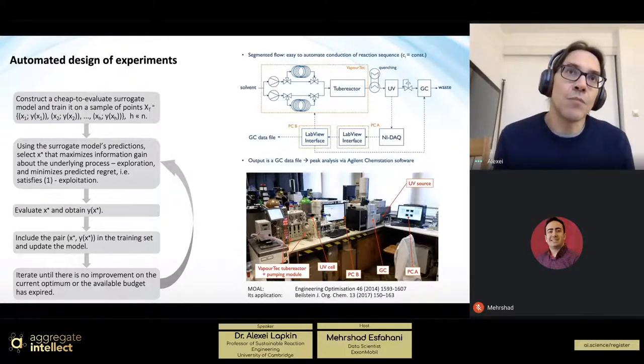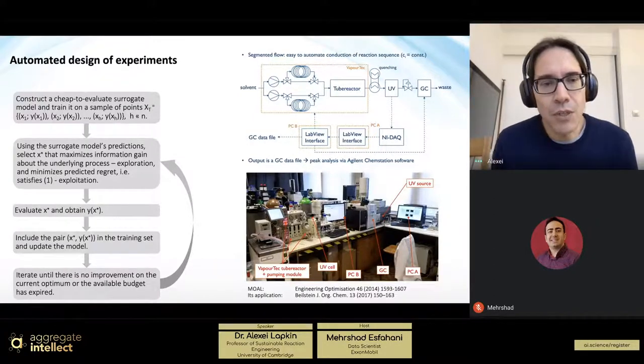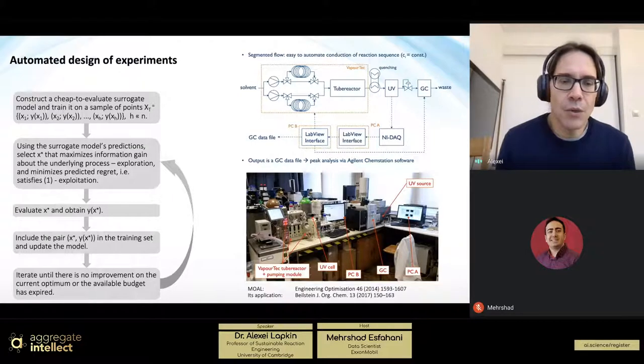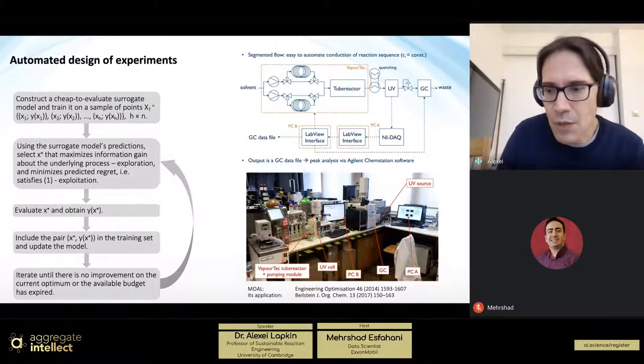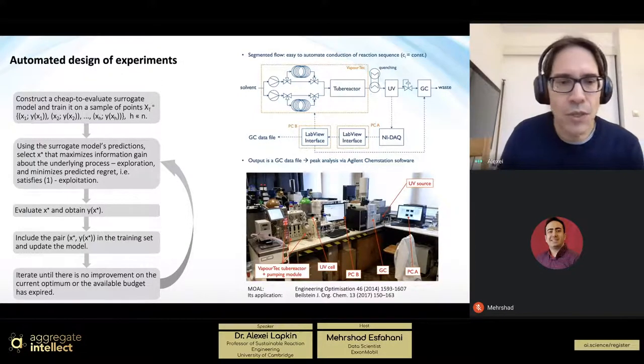And besides the fact that we can have the uncertainty explicitly helps in designing the workflow for active learning. So that's the reason why in many of the studies of this type, people use Gaussian processes as a surrogate model.